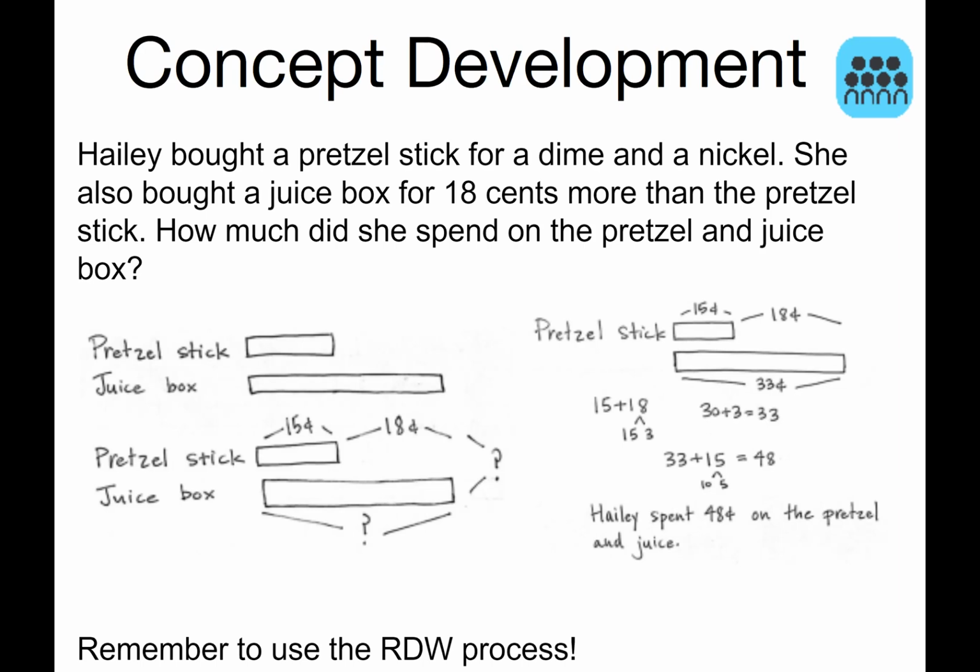We want to know the total. We want to know how much she spent on the pretzel and juice box, on both. So we add them up, right? We know that she spent 33 cents on the juice box and 15 cents on the pretzel. Once again, we use a little number bond, turn 15 into 10 plus 5, and that makes it easier to solve. 33 plus 10 equals 43. Just add 10. Plus another 5.